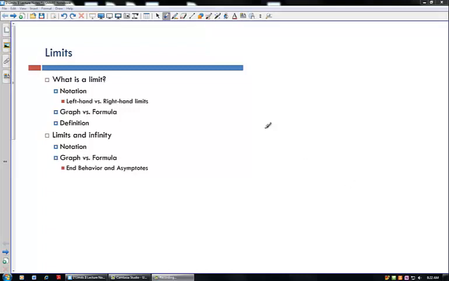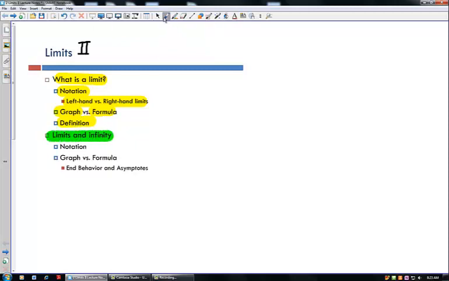All right, so this is the second of a series of lectures on limits. In the last lecture, we talked about basically what is a limit, a little bit about the notation, the two different types of limits, left-handed and right-handed limits. And we talked about these from two different perspectives, looking at a graph and looking at a formula. And then we even touched upon the actual definition of a limit, and I did an example for you using that definition. Today, we're going to talk about limits at infinity.